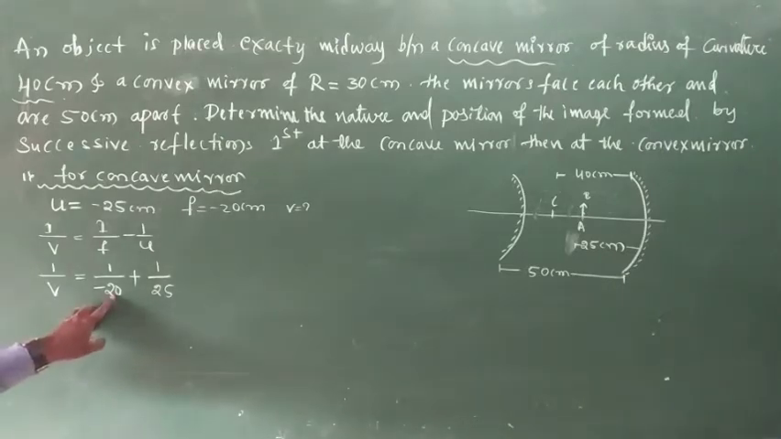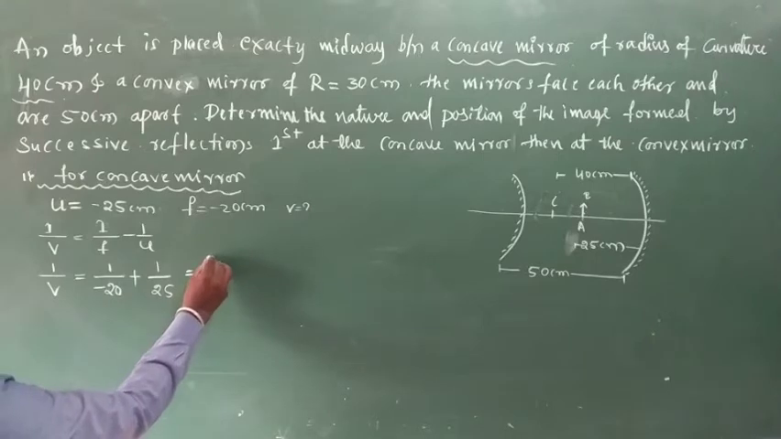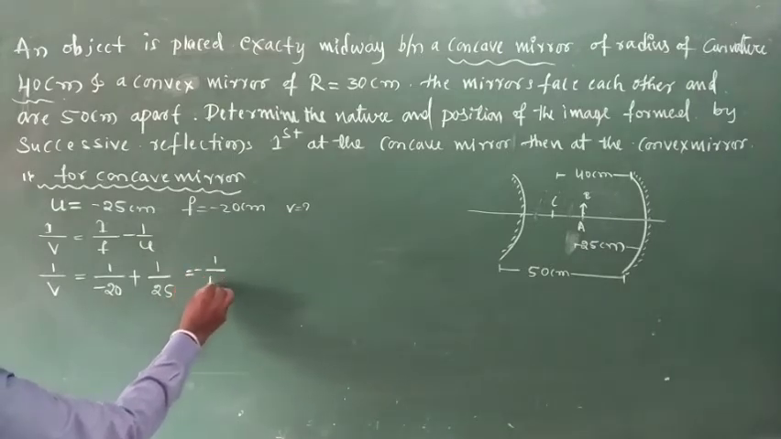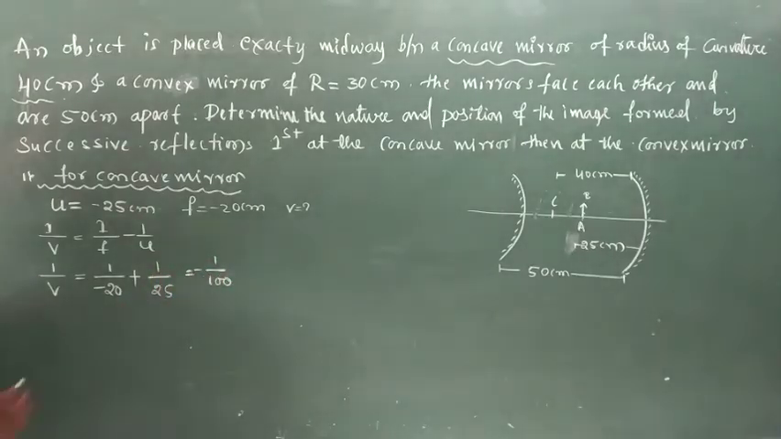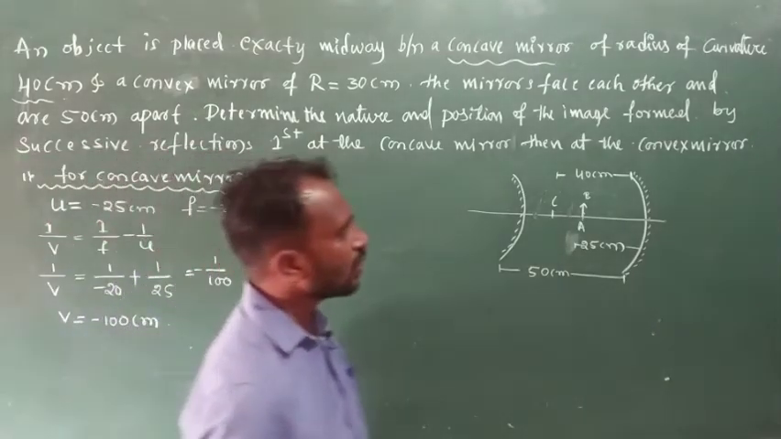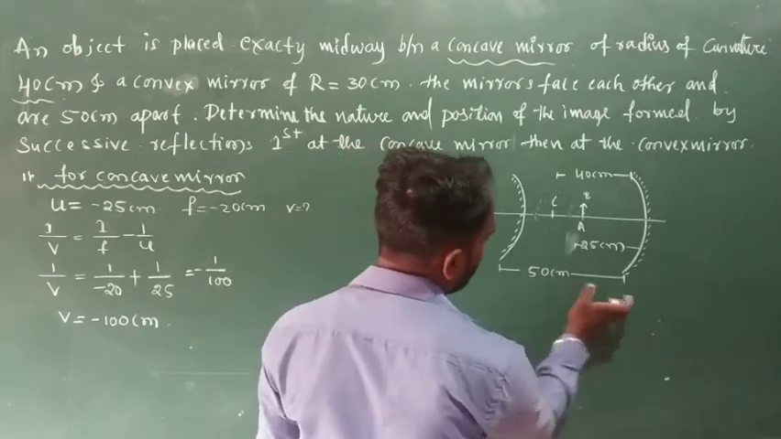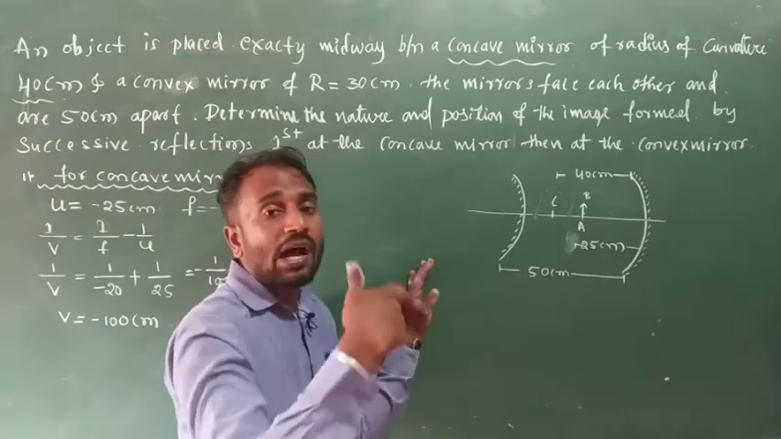This is the focal length and this is the object distance. After simplification, we get 1 by v equal to minus 1 divided by 100. It means the image distance is minus 100 centimeter. So the image distance for the concave mirror is 100 centimeter. The in-between distance is 50 centimeter, but here we get an image distance of 100 centimeter.